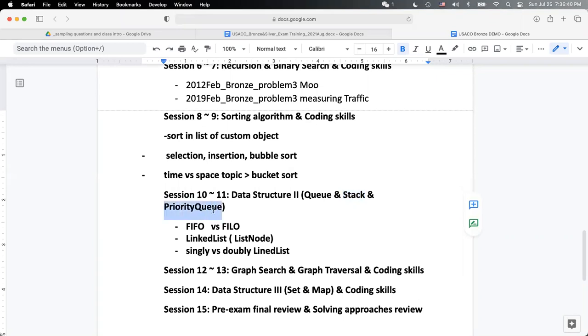Priority queue, this one is optional. I mean, for bronze, it's good to have, but we've got to focus on queue and stack, all right?